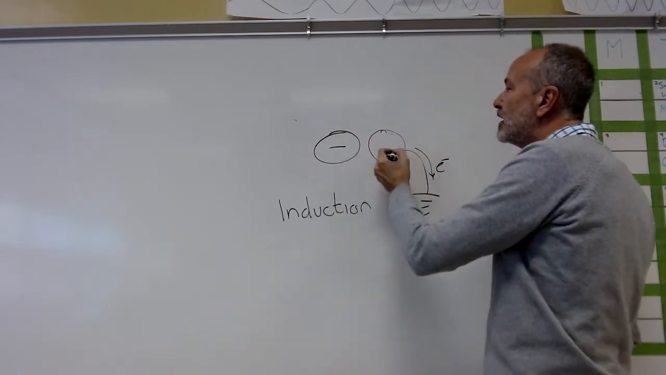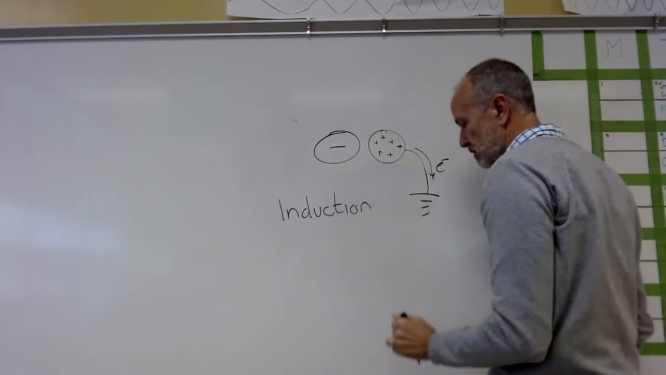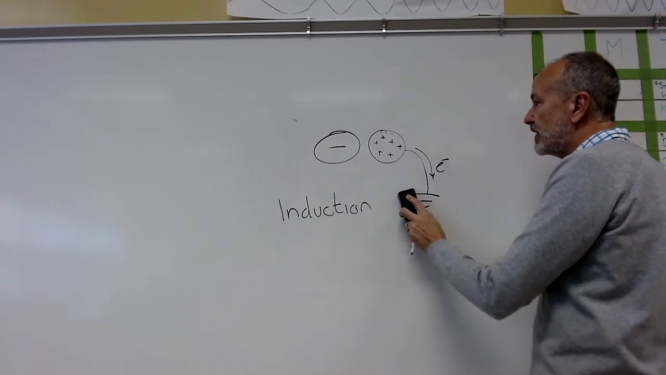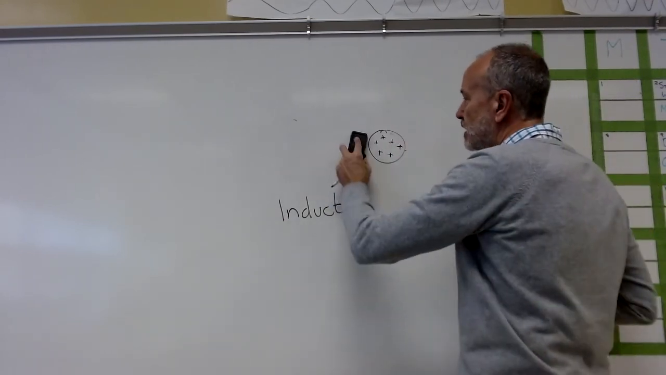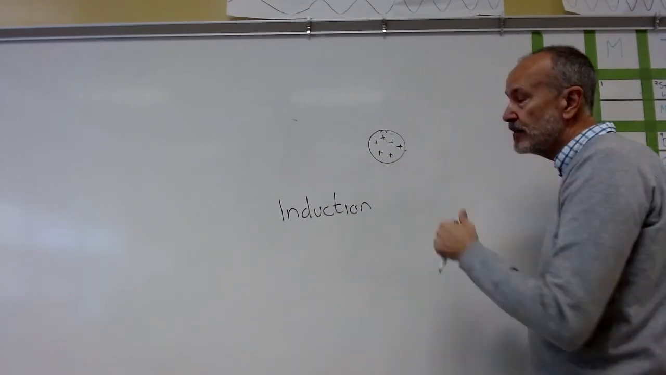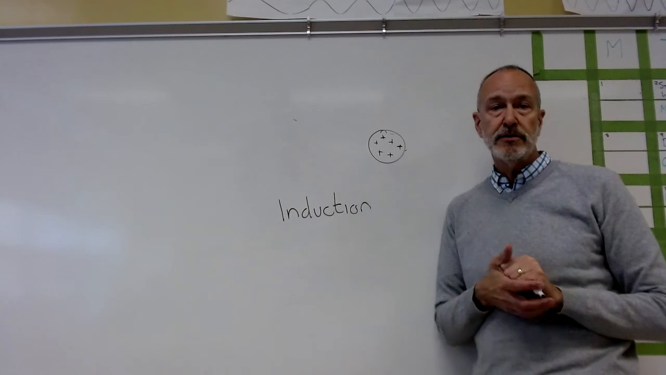So I have unmatched protons in here. And if I then break this, the electrons can't come back, and I take this away, then I end up with a randomly distributed net positive charge.